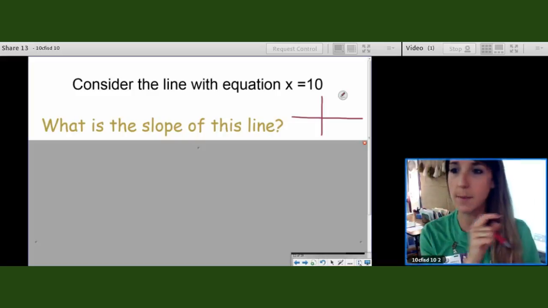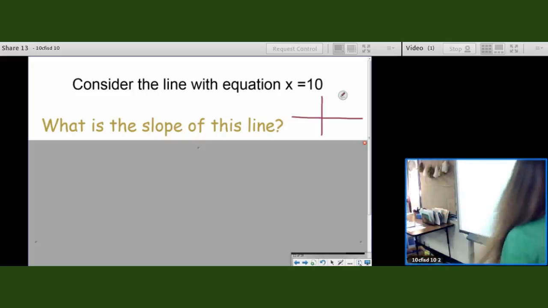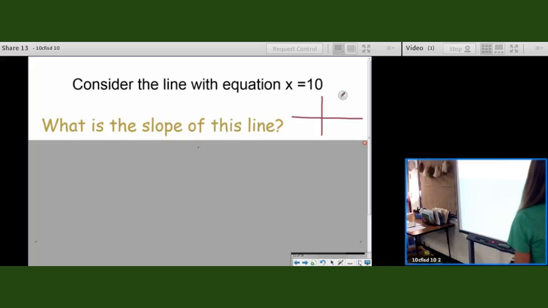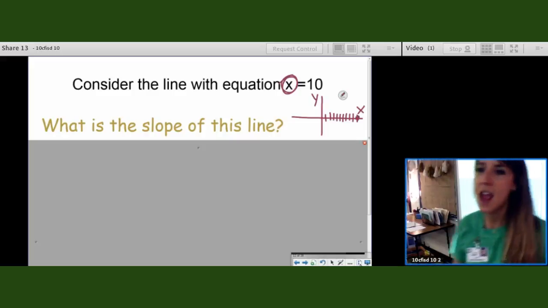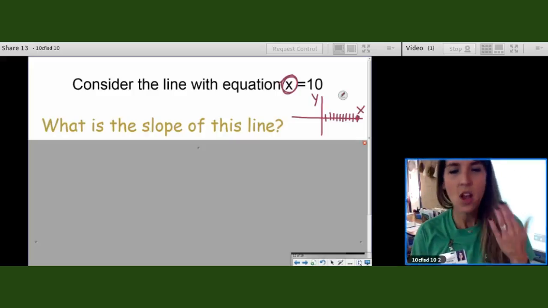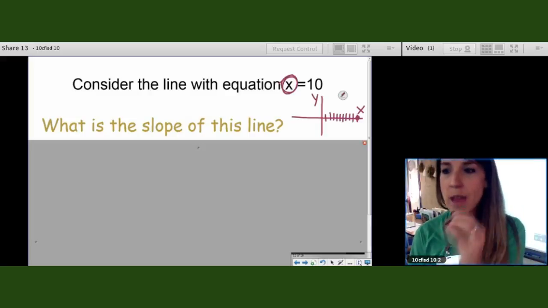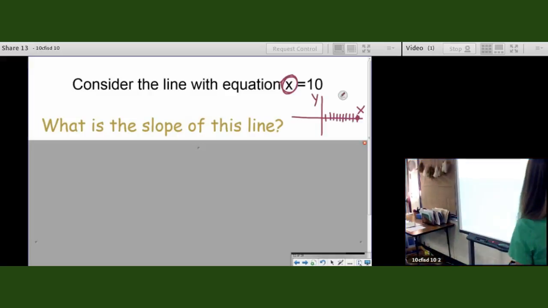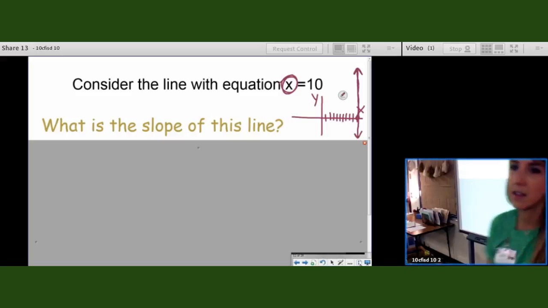So what I'm going to do is go to the x-axis, because x equals 10. I'm going to go over 10. And what this equation is saying is go to 10 and stay there forever. You can't move. You equal 10 at all times, in the future going this way, and at all times going this way.